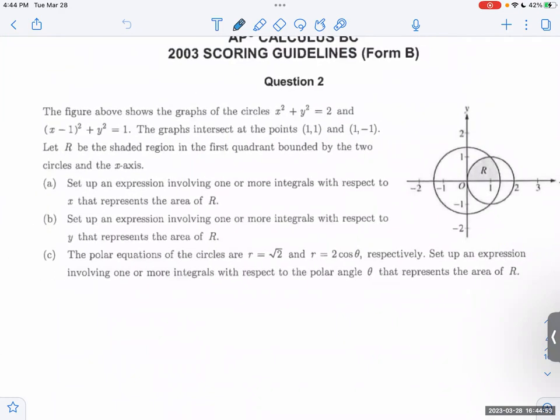So if you look, I think this one's a tricky one because it looks like it's polar initially when you look at the problems, but then if you look at the equation, it's in rectangular. So we want to think about this in terms of rectangular. So if you look at the first question, go ahead and read through it if you haven't, and then look at the first part of it. It's asking for an expression involving one or more integrals with respect to x that represents the area. So with respect to x automatically means that this is not polar. With respect to theta, it would be polar.